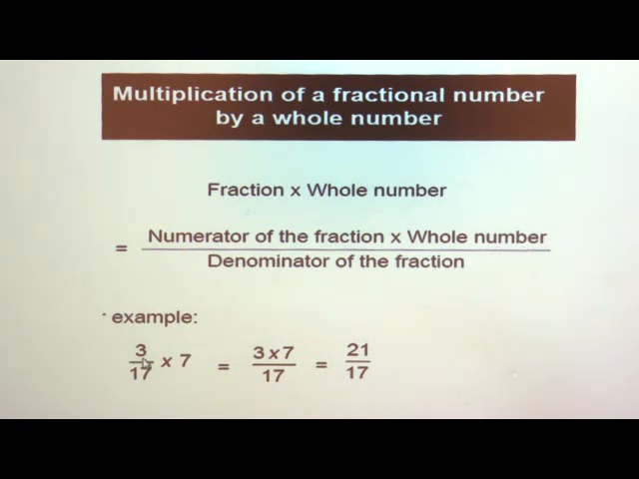So, what are we doing? We are multiplying this numerator 3 by what is your whole number? 7. So, we multiply by 7. So, 3 multiplied by 7, and the denominator of the fraction. What is the denominator here in the fraction? It is 17. So, we are writing 17.